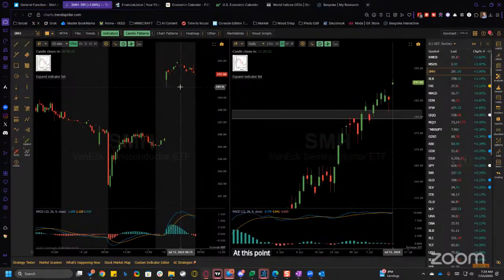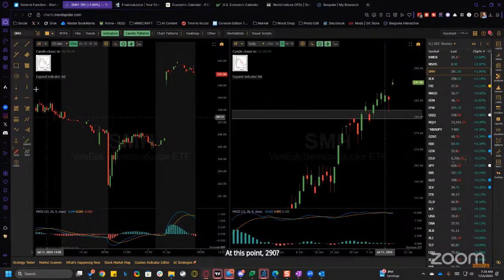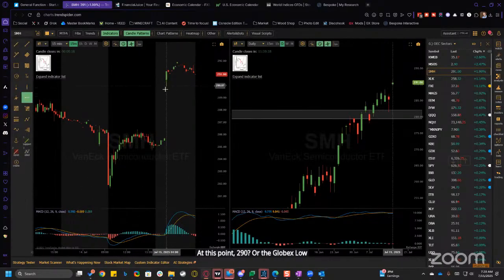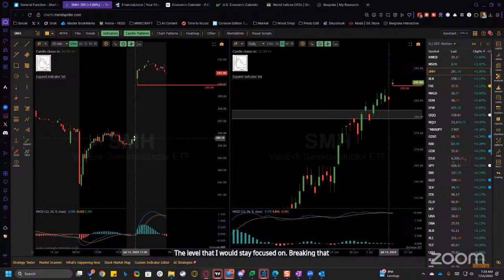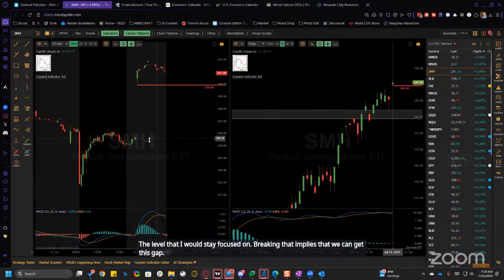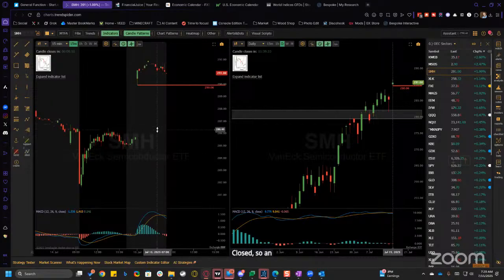At this point, 290 or the Globex low would be the level that I would stay focused on. Breaking that implies that we can get this gap closed. So an intraday short back to like 285. It's a $5 move from 290 to 285.